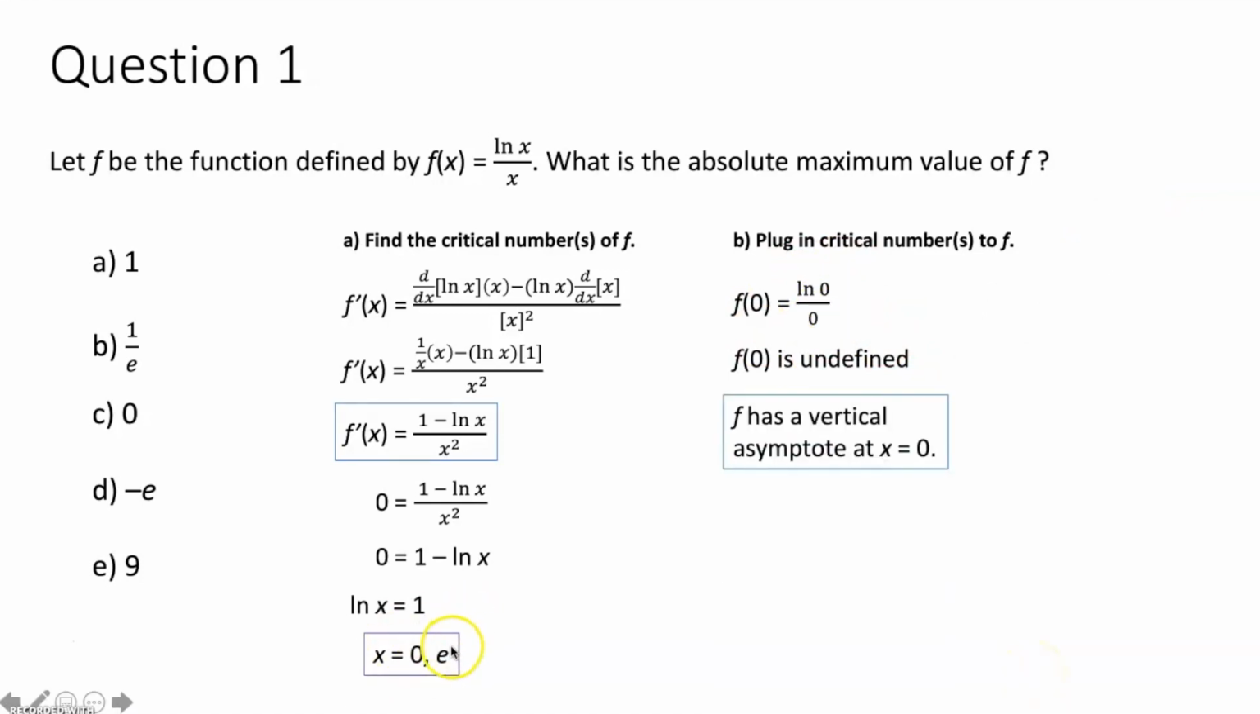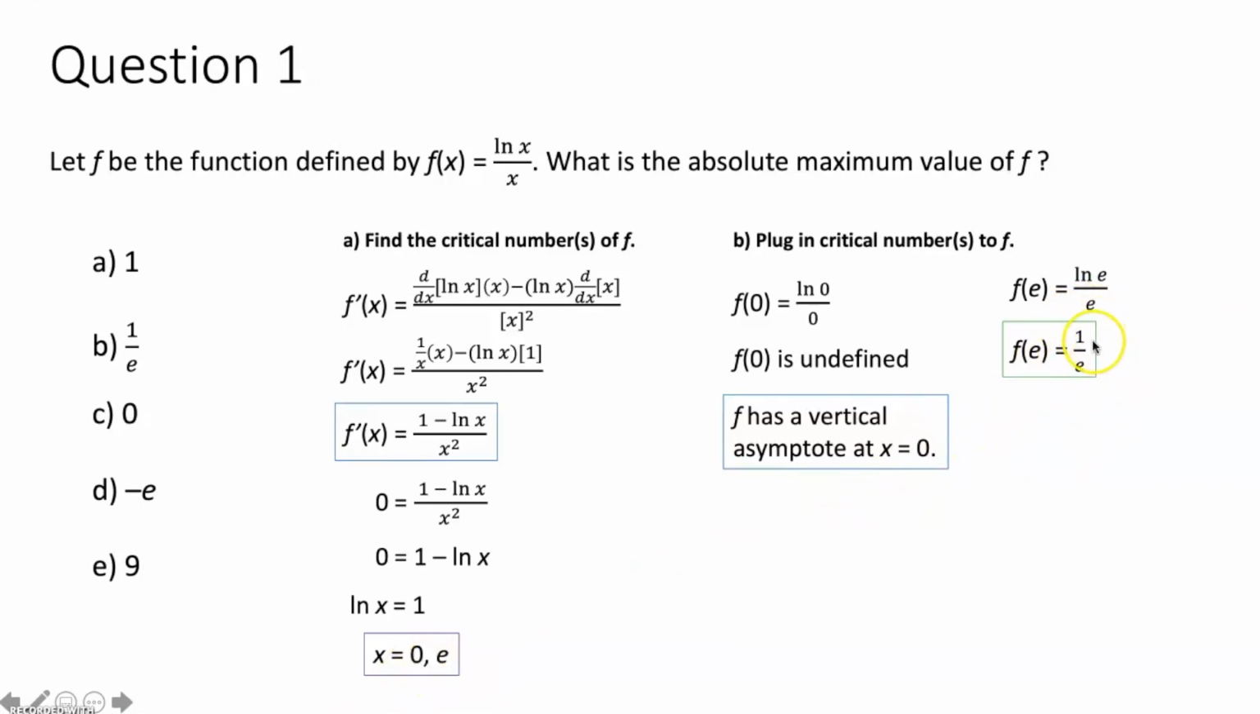So we then plug in e to the original function for x and we simplify and we end up getting ln of e, which we know is 1, over e. So f of e, the function when we plug in e for x, gives us a y value of 1 over e, and that's our only critical number that isn't an asymptote.